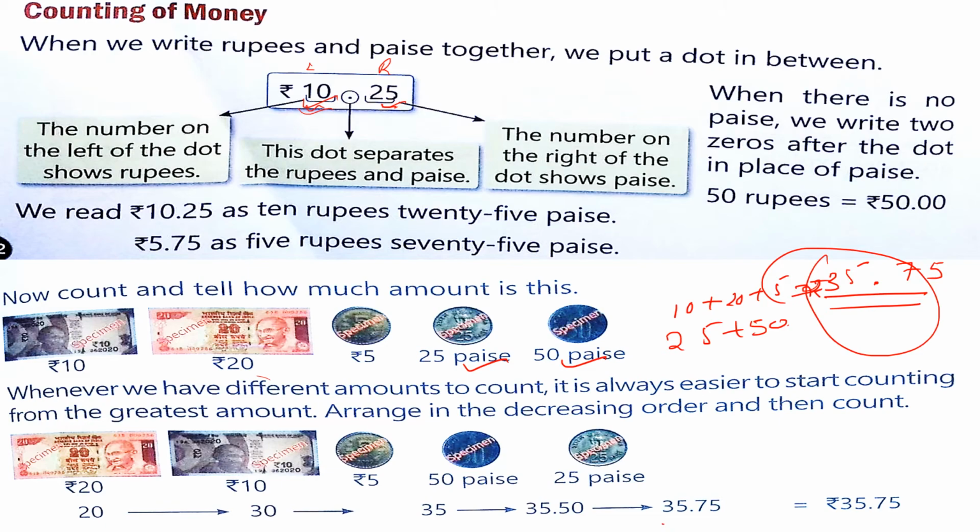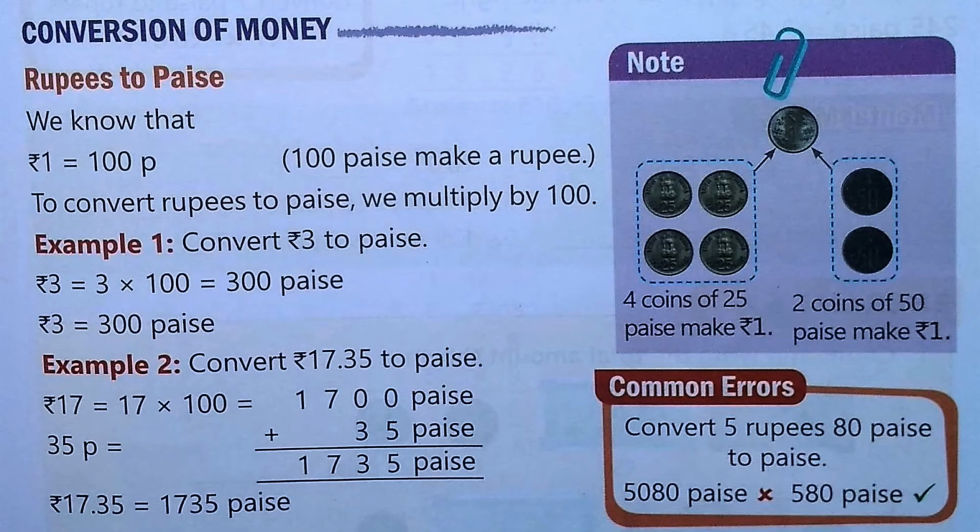Now, conversion of money. We have learned this in class 2. Yes or no? 1 rupee is equal to 100 pies, and to convert rupees to pies, we need to multiply by 100. Keep it in mind. When converting rupees to pies, we multiply by 100 because 100 pies make 1 rupee. So convert 3 rupees to pies. 3 rupees is equal to 3 multiplied by 100, which is 300 pies.